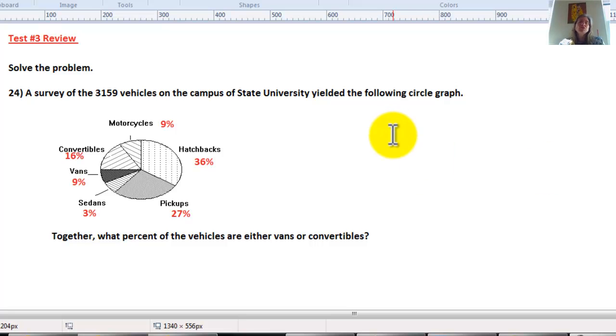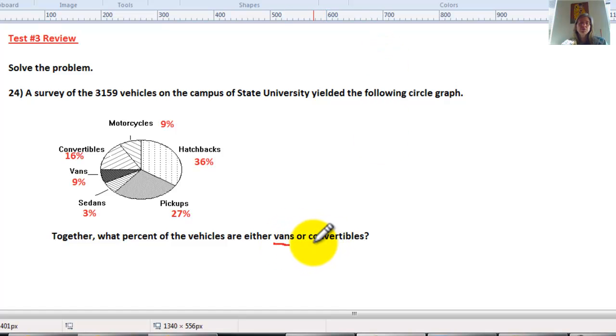Alright, this is problem number 24 for test 3 review, and this one has a diagram. They're asking: a survey of the 3,159 vehicles on the campus of State University yielded the following circle graph. So each piece or section of the circle graph has a different percentage of types of cars and motorcycles. Together, what percent of the vehicles are either vans or convertibles?